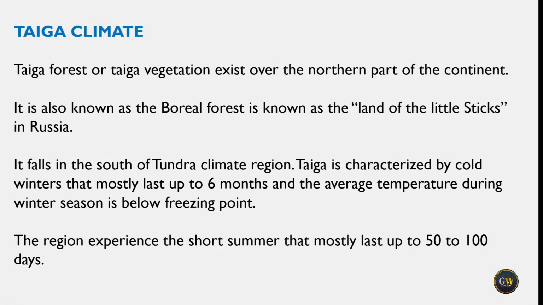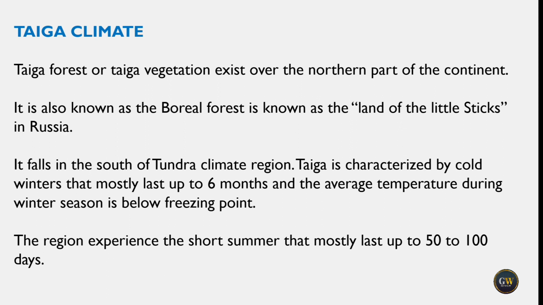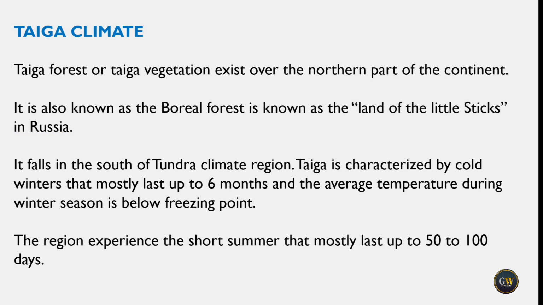Now we have another climatic condition, that is the taiga climate, and this condition is in the southern part of the tundra climate. Here you can see its location is in the southern part of the tundra climate. This is our taiga climate. The taiga forest or the taiga vegetation exists over the northern part of the continent. It is also known as the boreal forest and also known as the land of the little sticks in Russia.